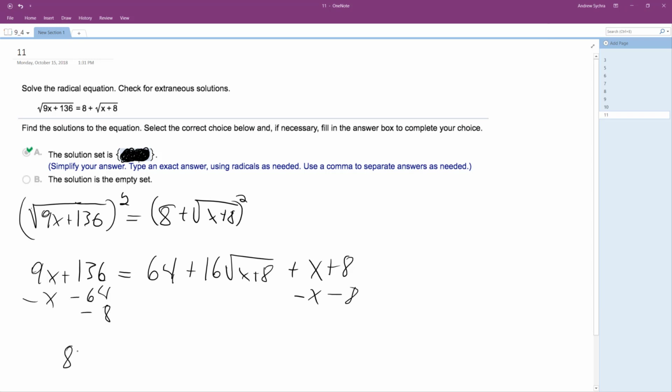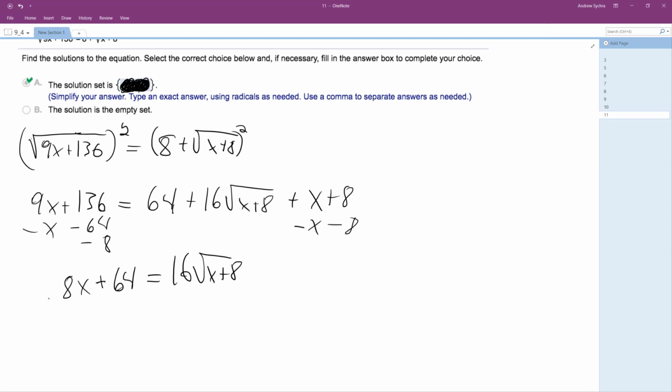So we end up with 8x. What does that end up being? 128. Okay, yeah, so that ends up being 8x plus 64 still is equal to 16 root x plus 8. But the nice thing here is we can divide through by 8 all over, so we get x plus 8 is equal to 2 root x plus 8.